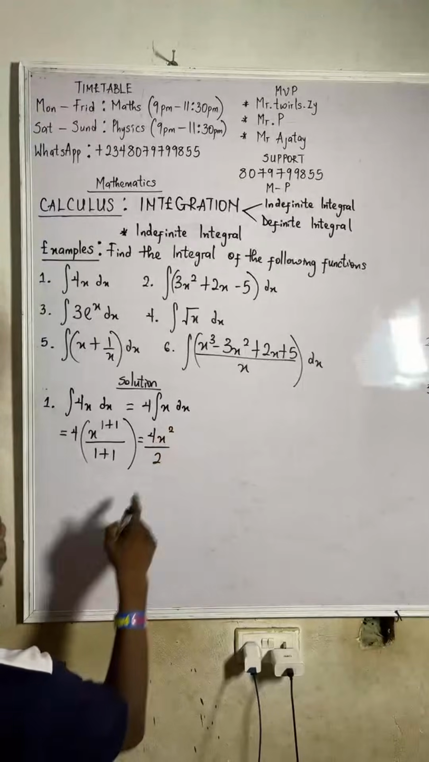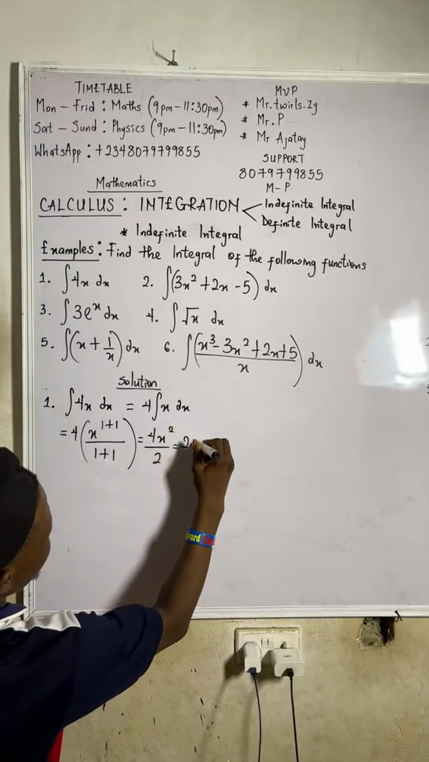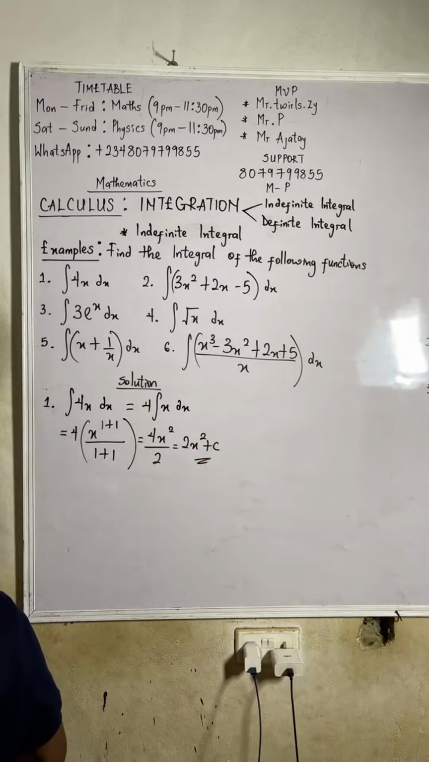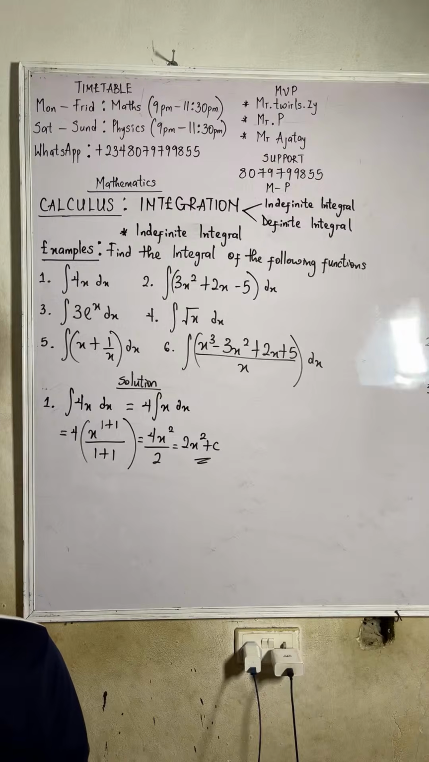So 2 in 4 will give us 2, so 2x squared plus c, and that's the final answer. Do we all get this one? Alright, so we all got this one, right?